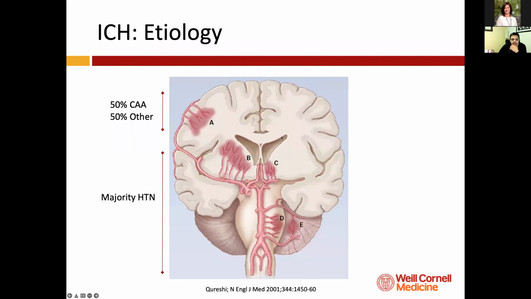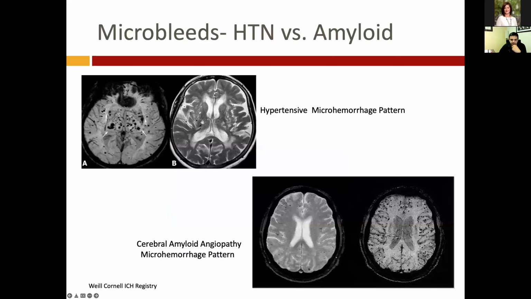This is a really nice depiction of what you can expect. So these would be the deep hemorrhages. Most often, deep hemorrhages are because of poorly controlled long-standing hypertension. And also in the brainstem, it would usually be hypertension that would be the number one cause. But when you look at the superficial causes, about half the time it's hypertension, and the remaining half of the time it could be because of different things like amyloid angiopathy, which we'll touch upon in just a bit.